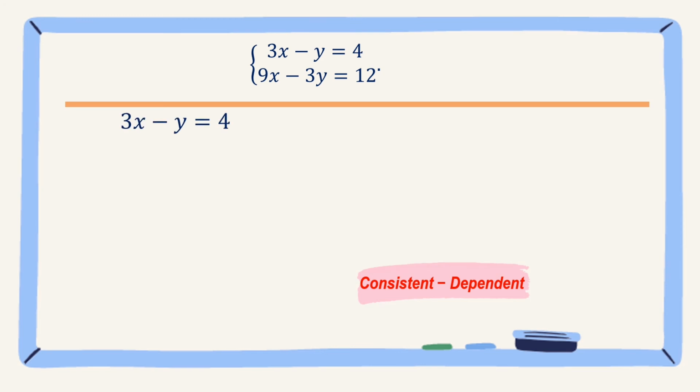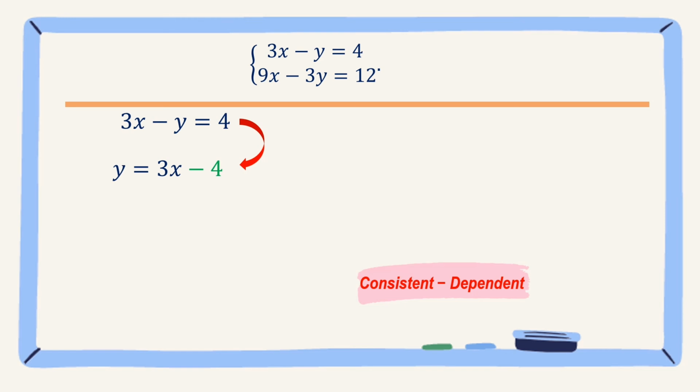Moving on to our next example, the system of equations 3x minus y equals 4 and 9x minus 3y equals 12. Observe that the given system is in standard form. So we have to transform it first to slope-intercept form. Let's begin with the first equation, 3x minus y equals 4. Transforming it to slope-intercept form, we get y equals 3x minus 4.